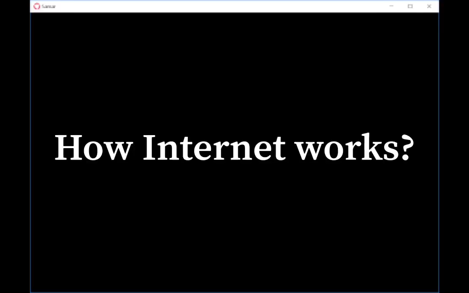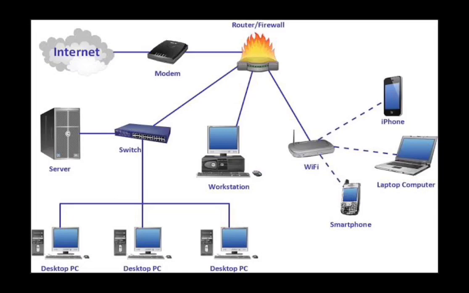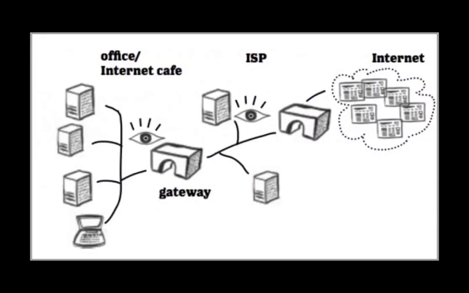So how exactly it works? We know that internet is actually a network of networks. To explain this, you can see on the screen that all the computers are not directly connected to the internet, but individual computers or devices are connected to small networks, and these small networks are further connected to bigger networks, and these big networks are connected to high speed internet backbones through special network device called as gateway.